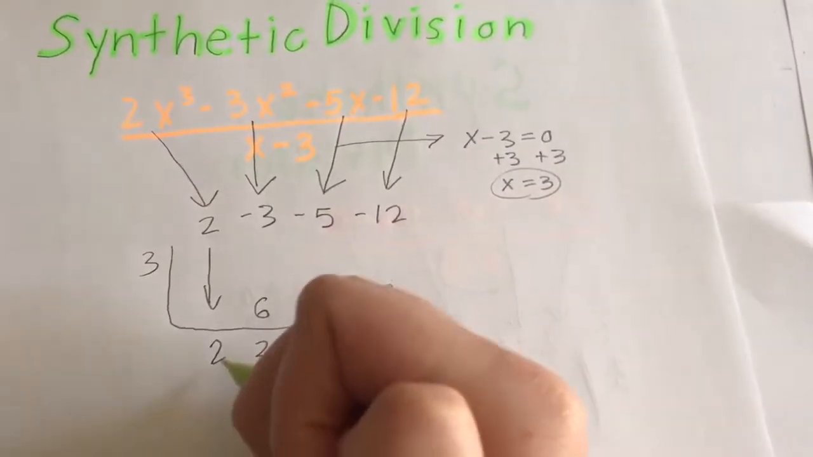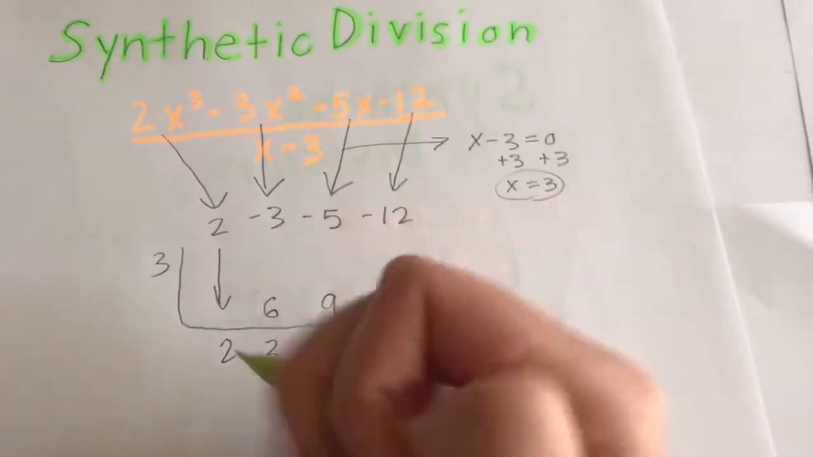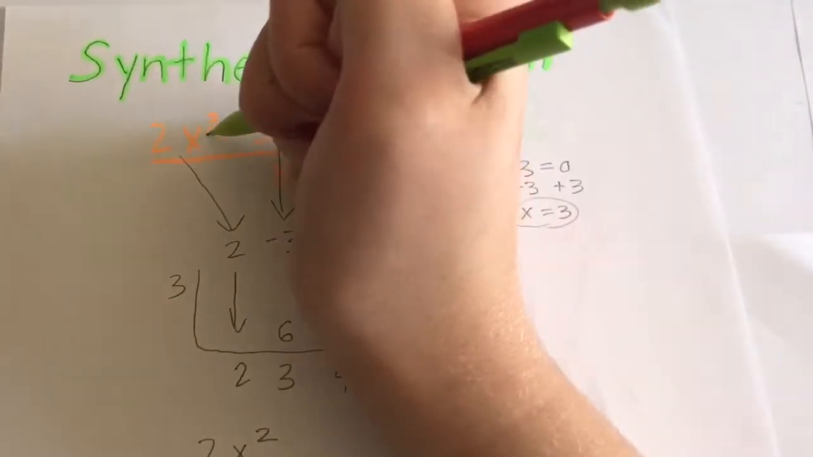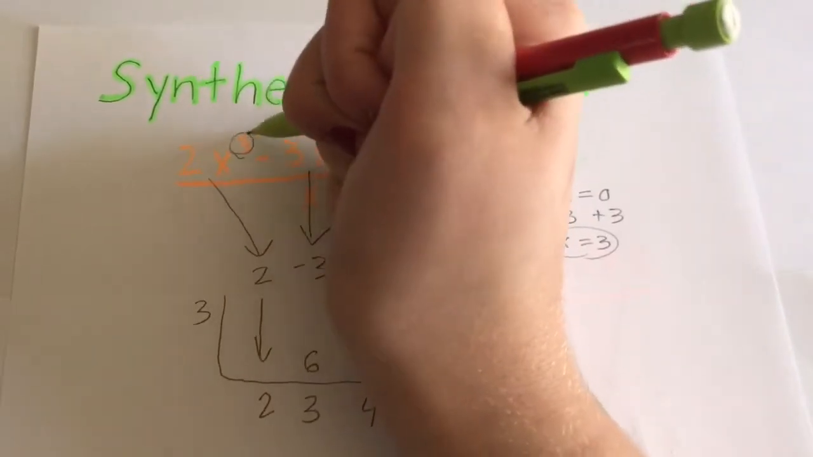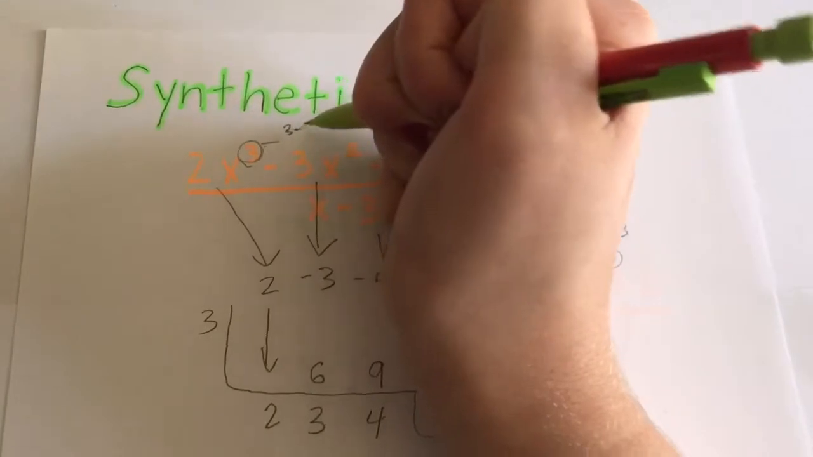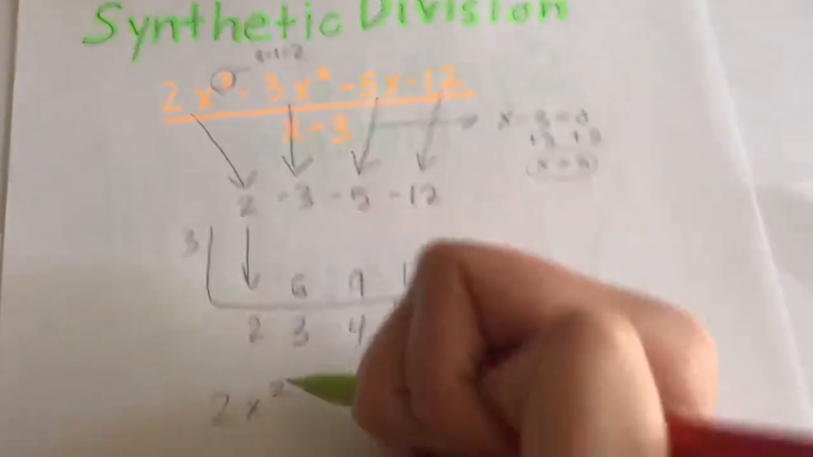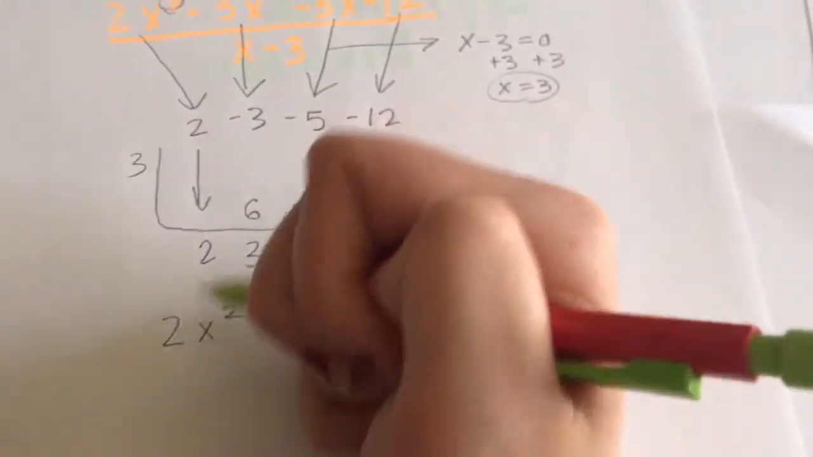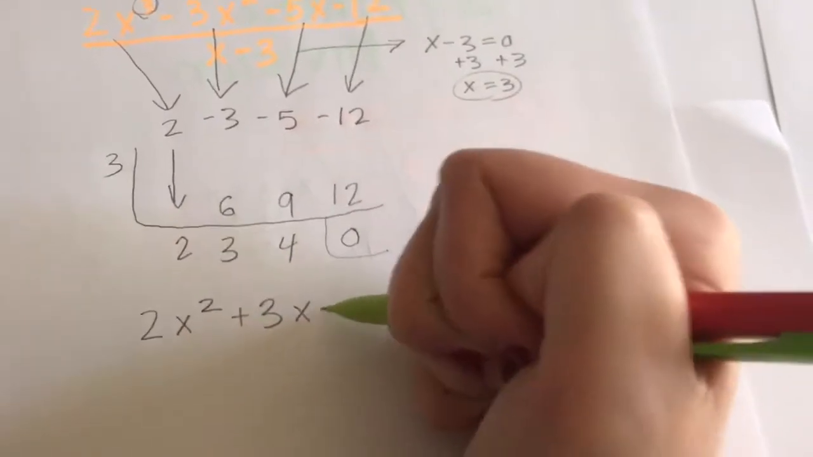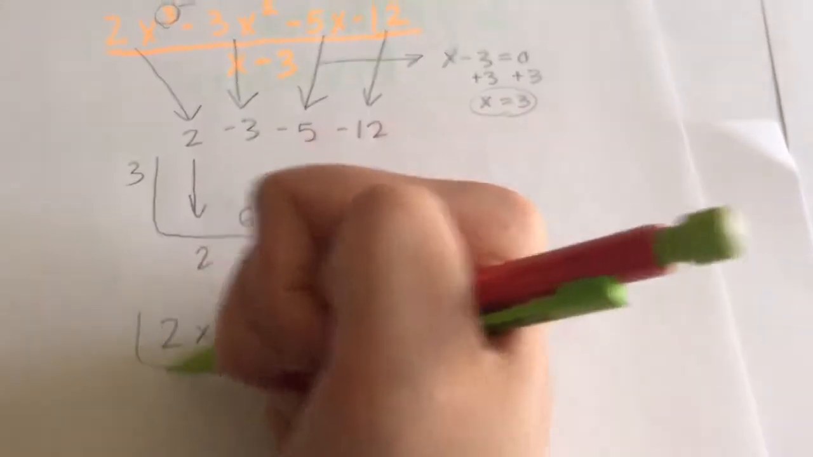So you take this 2 and you put 2x squared. And you put the 2x squared because this 3 up here, you have to do 1 less than that term. So 3 minus 1 equals 2, and that shows how you put the 2 here. So 2x squared plus 3x plus 4. And that's your answer.